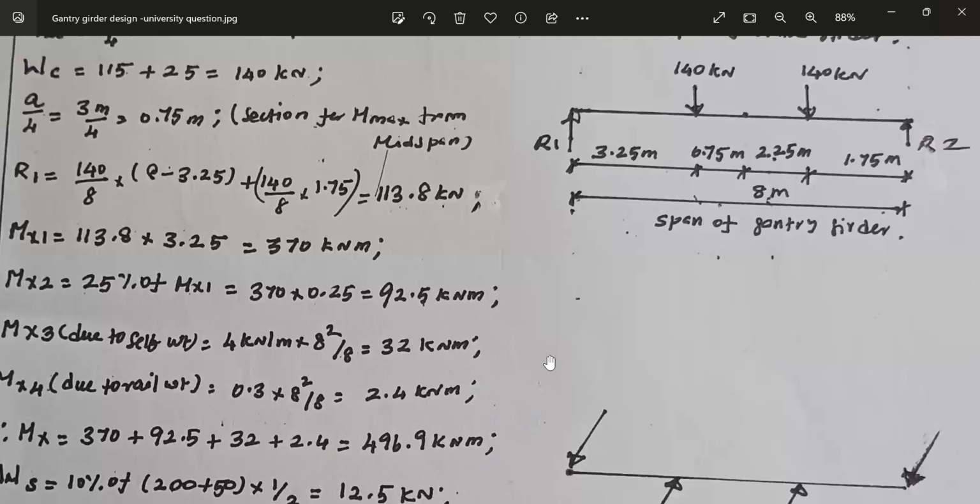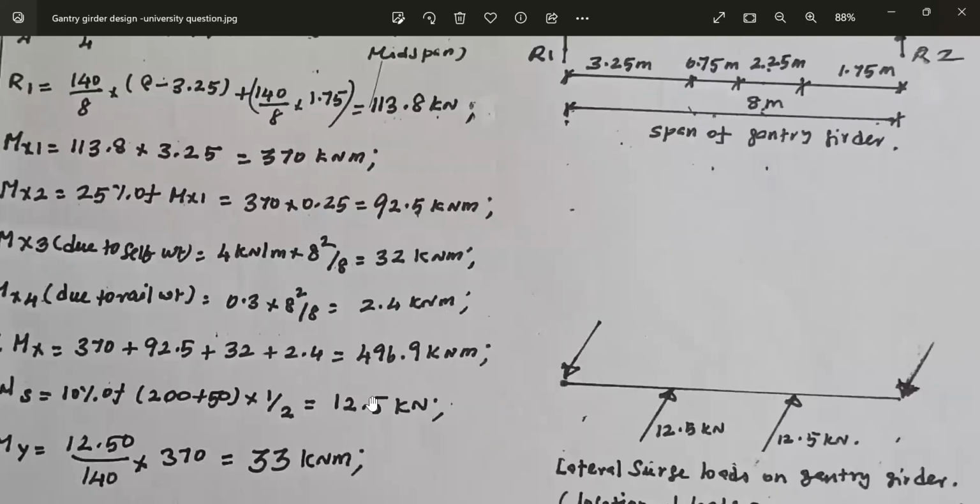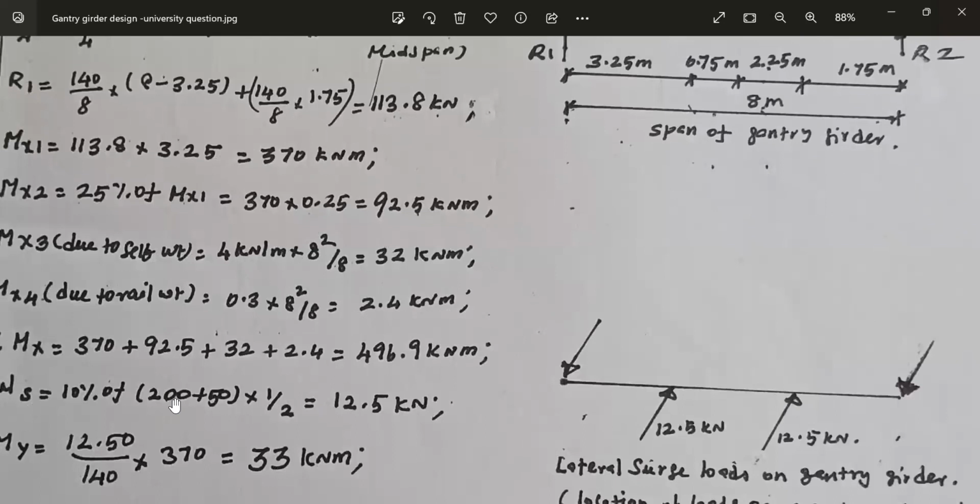Now there is a surge load. Surge load is acting in the lateral direction. All these loads are acting in the vertical direction, whereas surge load is acting in the lateral direction. The magnitude of the surge load is 10% of the load lifted plus crab. Load lifted is 200 kilonewton. Crab load is 50 kilonewton. Total load is 250. 10% of that.